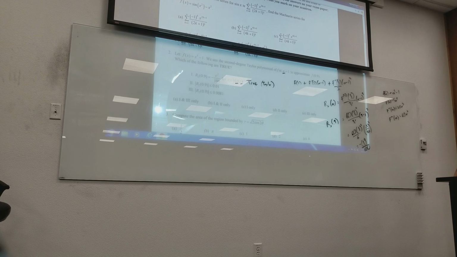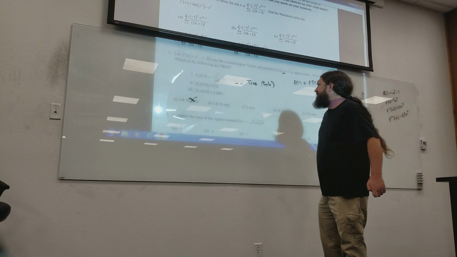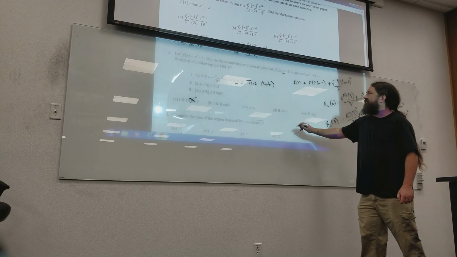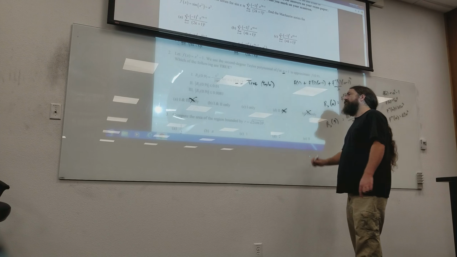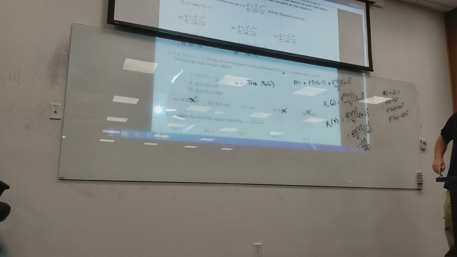All right, so let's reason our way through this. Suppose 3 is true. 2 is also going to be true, right? So you can't have just 1 and 3 without 2, just because if you're smaller than 0.008, then you're already smaller than 0.01, right? So that doesn't make any sense. It's not 2 only, and it's not 3 only, because we know 1 is true. So it's either going to be 1 only, or it's going to be 1 and 2.